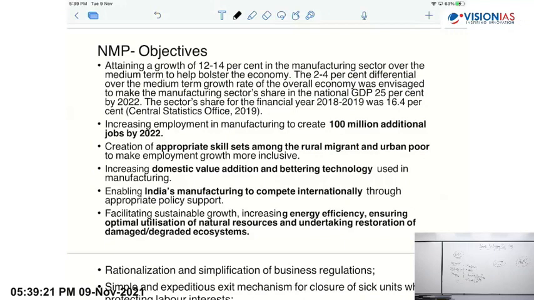Attaining a growth of... is this visible from here, or do I have to run it there? Okay, so you guys can see from here, for the online students.